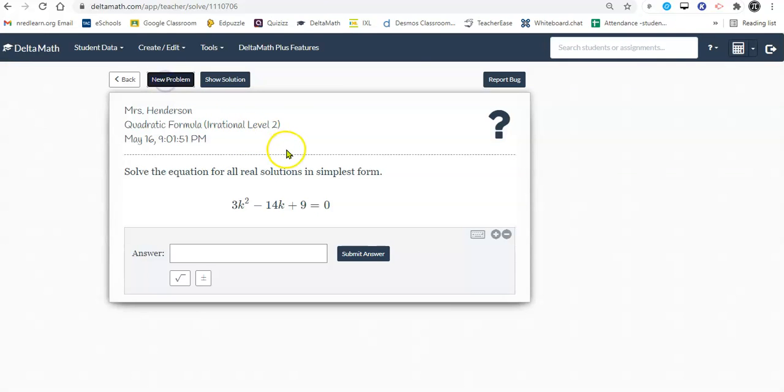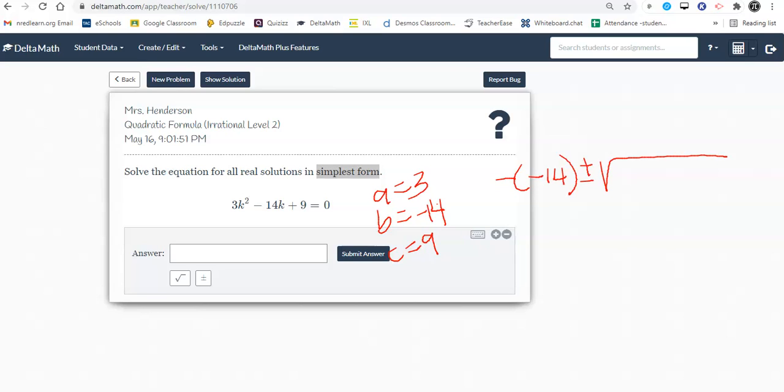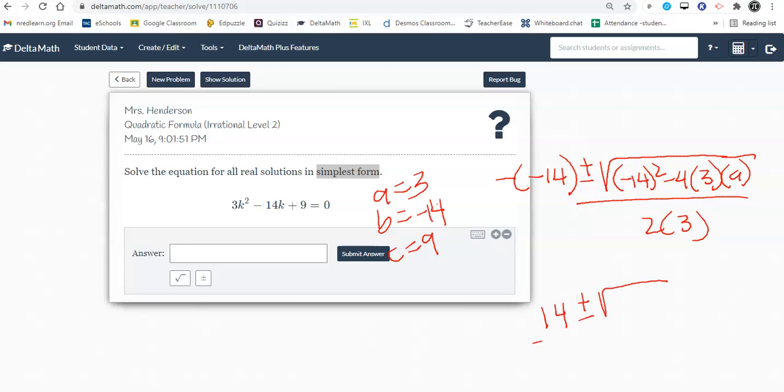Alright, so remember, when you're solving, if it says in simplest form, that means it wants you to reduce the discriminant. So negative b, so for us, a is 3, b is negative 14, and c is 9. So we're going to have negative b plus or minus square root of negative 14 squared minus 4 times a times c all over 2a. So I know that this is going to be a 14 plus or minus all over 6.